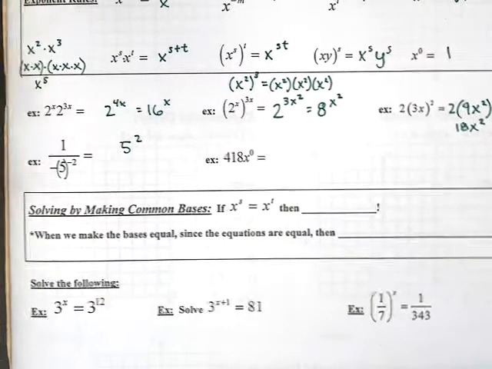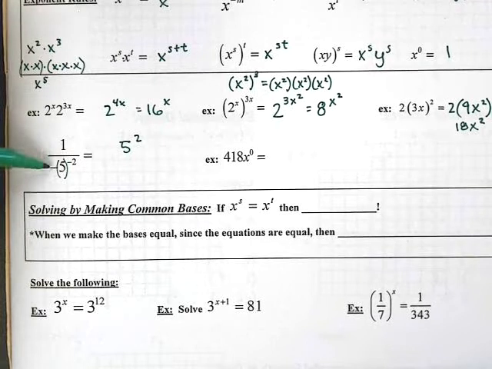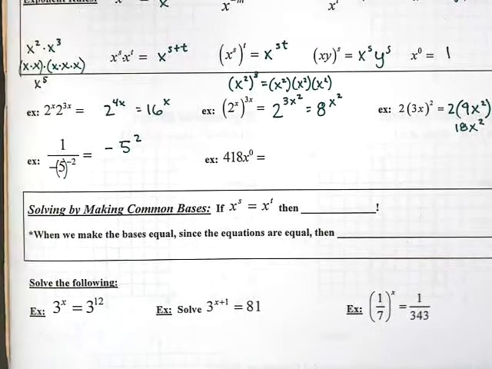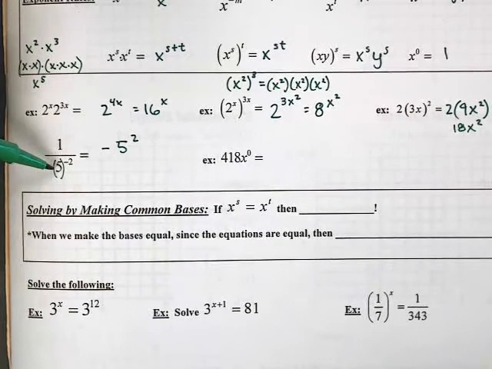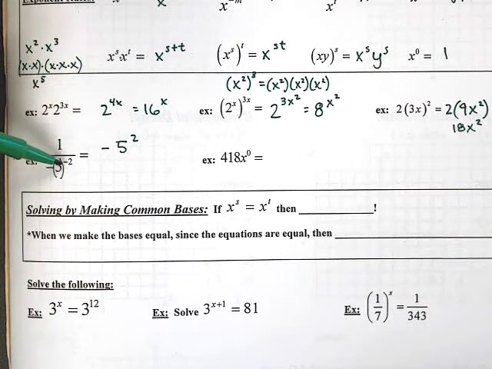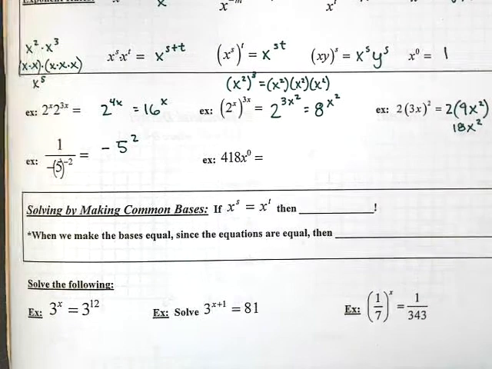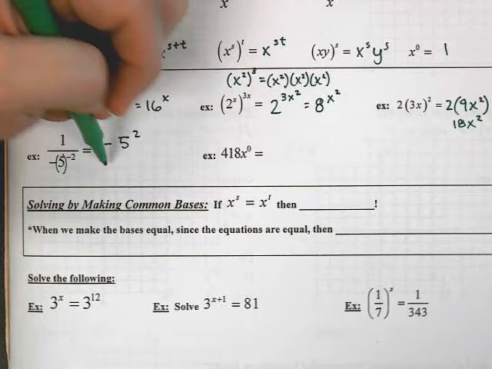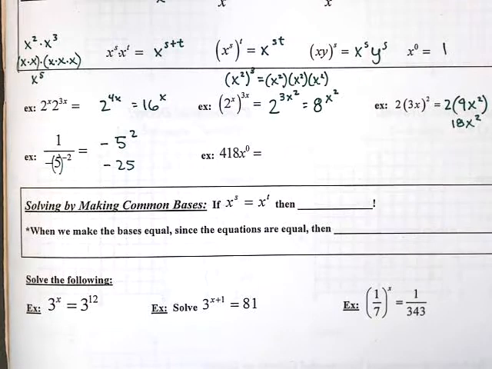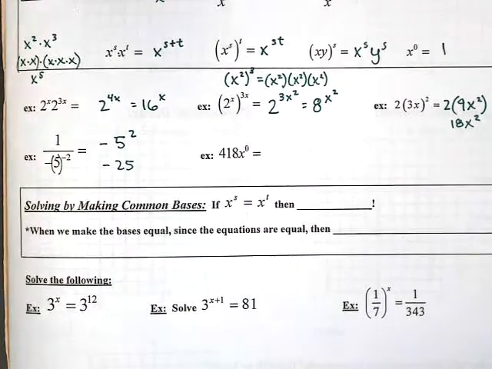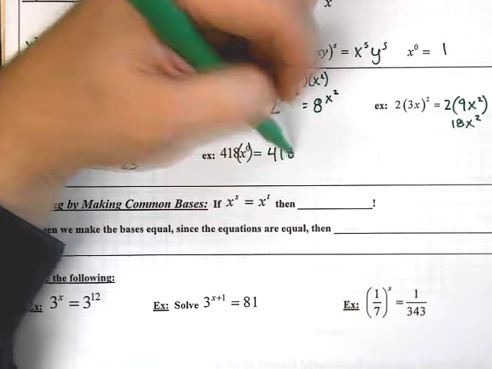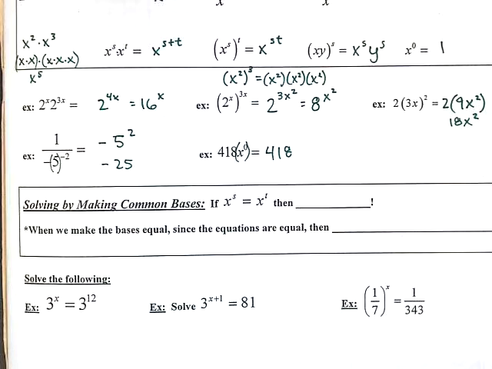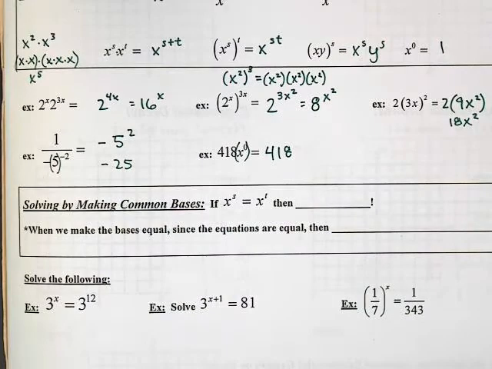Now you have to remember, this was originally divided by a negative, so what happens? There should still be a negative, okay? Be really, really careful there. This negative was not inside the parentheses, so it is not part of the raised to the -2nd power. So to finish this, we could say -25. And then lastly, whenever I see this, that's always a 1, so 418. All right, so there's some refreshing on exponent rules.